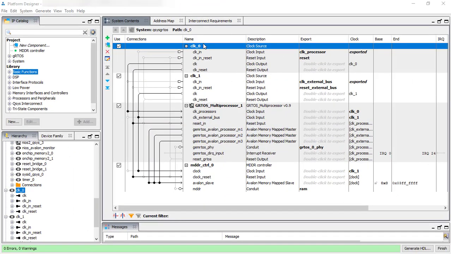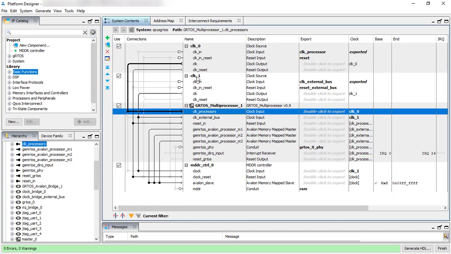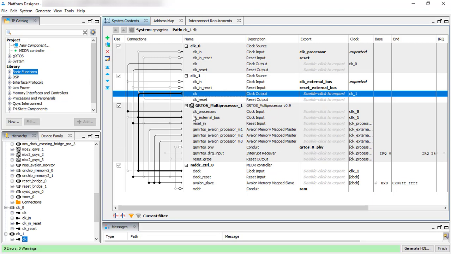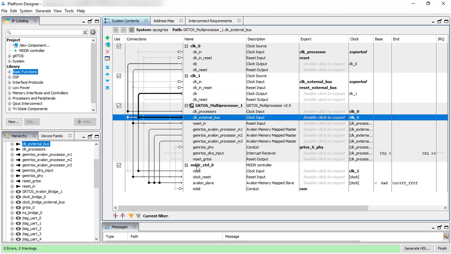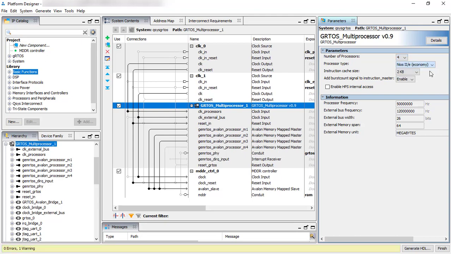The GeMRTOS system architecture component enables the connection of different input clocks for the processor and the external bus, as well as the use of the same clock signal for both input clocks. In the GeMRTOS component, the number of processors in the system architecture can be easily parameterized. The economy as well as the full NEOS 2 version can be chosen for inclusion in the system architecture. The GeMRTOS open source project allows including more parameters to make the system architecture flexible and adaptable.